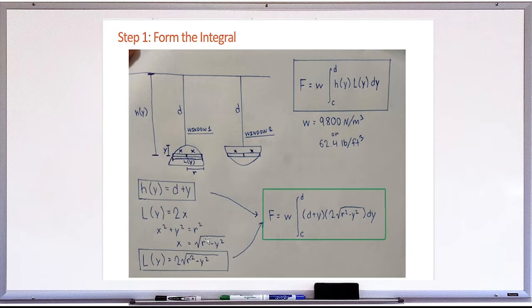In order to do that, we turn to the equation of the semicircle: x squared plus y squared equals r squared. Solving for x, x equals the square root of r squared minus y squared. Replace the x there with this expression and plug it into the equation. It's that simple.